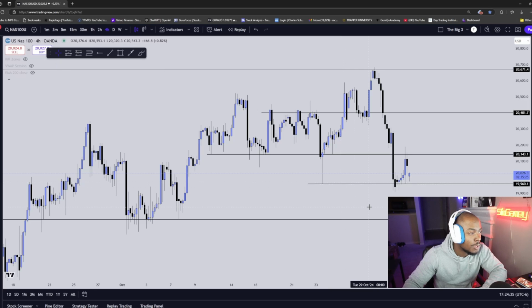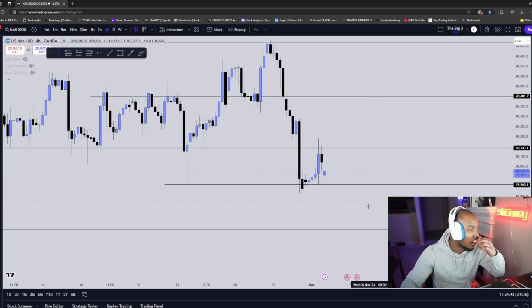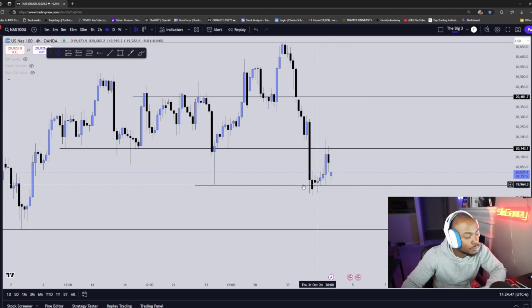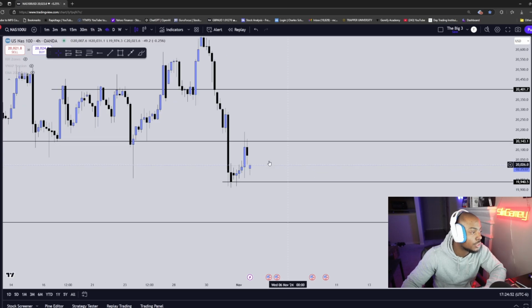Something I want you guys to keep in mind is that a week is just candles on a smaller time frame. Always keep that in mind, guys. It's just candles and structure on a smaller time frame. That's how I see wicks. But yeah, I would definitely like to see price pull back up and then drop back down.